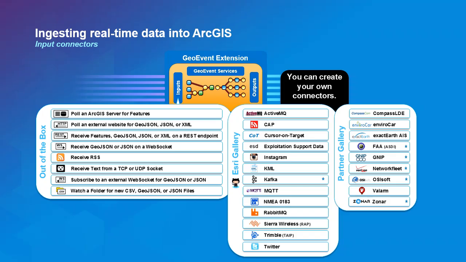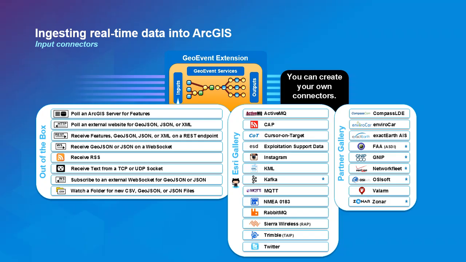So you can see here on the left the ability to poll an ArcGIS Server for features. You can poll an external website for GeoJSON, JSON, or XML data. You can receive features in GeoJSON, JSON, or XML on a REST endpoint. You can receive RSS feeds. You can receive text from a TCP, which we just used, or UDP socket. You can also subscribe to an external web socket for GeoJSON or JSON data. So those are all the connectors that are available out of the box with the GeoEvent extension.